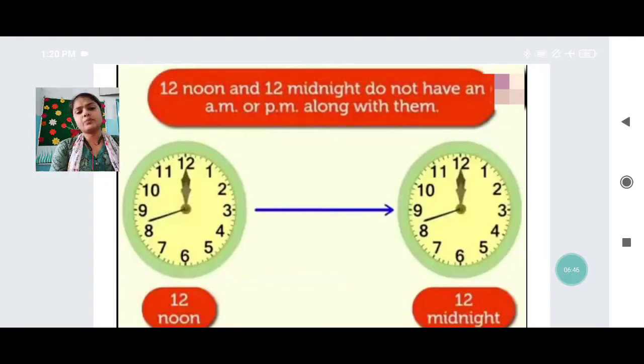See, this is the most important thing. Keep this in your mind. 12 noon and 12 midnight do not have AM and PM along with them. We don't write AM and PM with 12 noon in the day or 12 at midnight. We write noon or midday, or we write midnight.